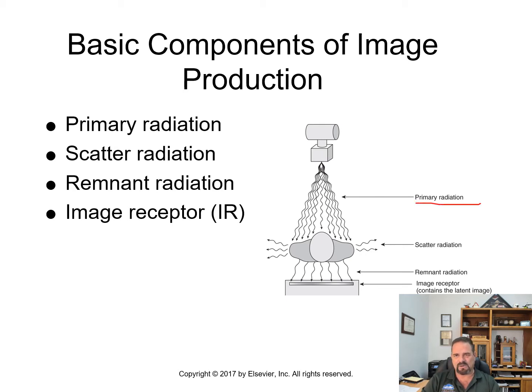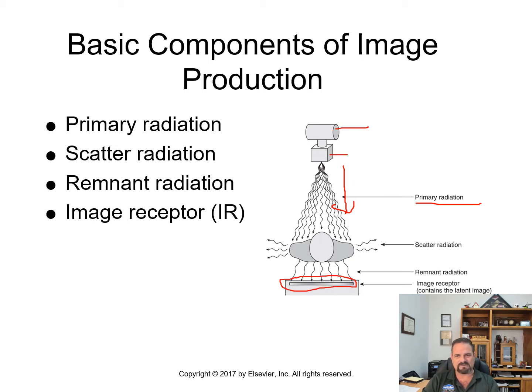All right, so folks, here we have a very good diagram out of your book. It talks about the primary radiation that comes out of the tube. This is the collimator, and this is the X-ray tube itself. The primary radiation strikes the patient and begins going through the tissues, but some of it is scattered and spreads off the patient. Then you have remnant radiation that goes through the patient, and the IR is down here at the bottom. That is the image receptor.